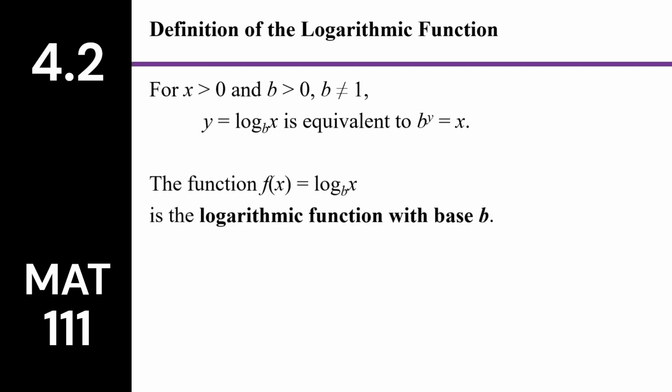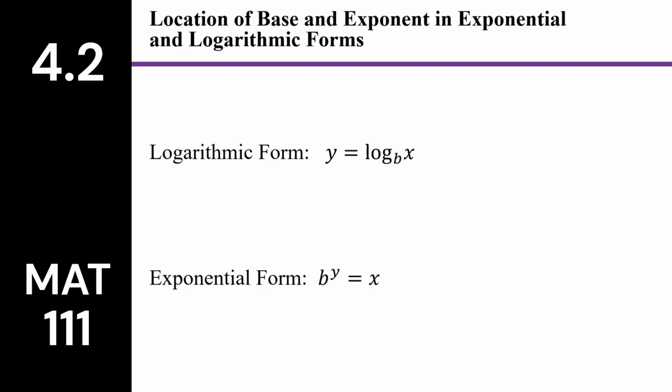The function f of x equals the log to the base b of x is called the logarithmic function with base b. These two different forms are actually equivalent ways of showing the same mathematical concept, much like the number 5 could be written in Roman numerals with a V, but it would still be 5. Logarithmic and exponential functions carry the same concepts.